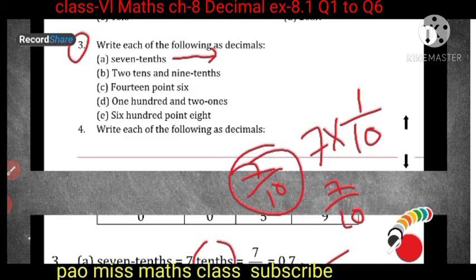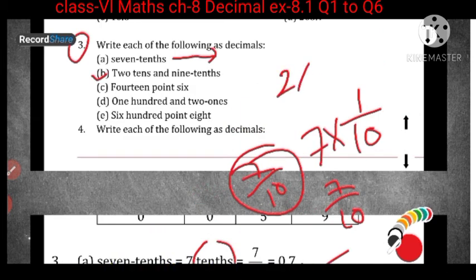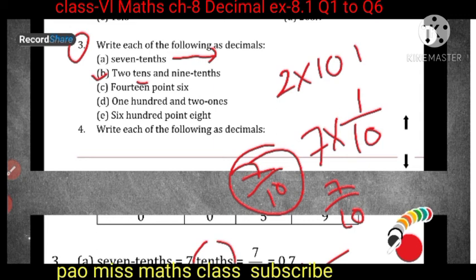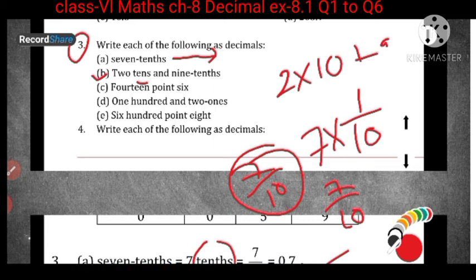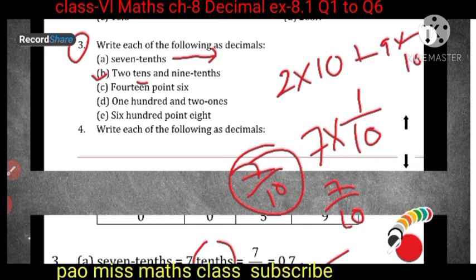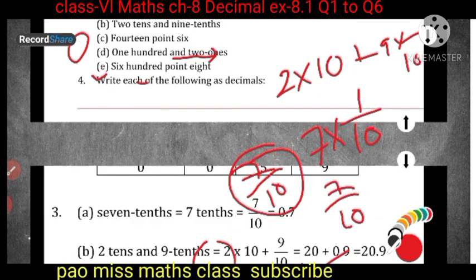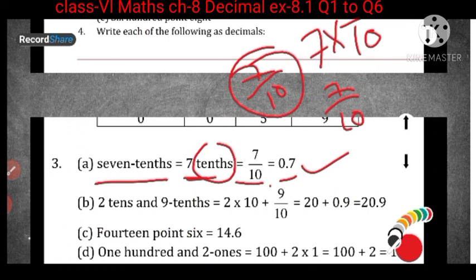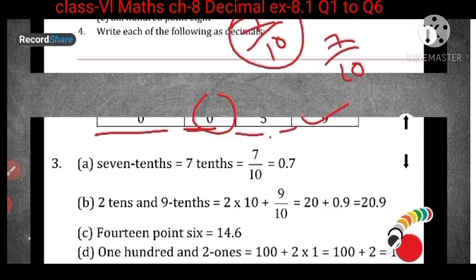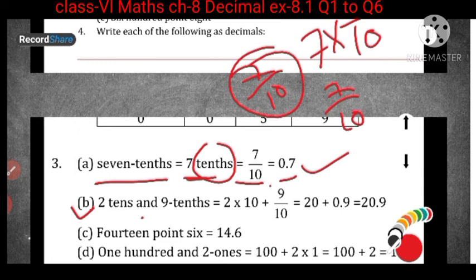Now second one is given, 2 tens and 9 tenths. 2 tens means 2 into how many is there? 10 is there. Okay, 2 into 10. And plus what is there? 9 tenth means 9 into 1 upon 10. Okay, it will be 9 into 1 upon 10. So how it is? 2 tens and 9 tenths.